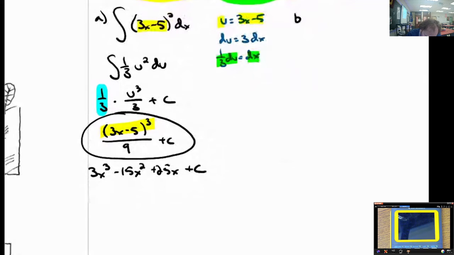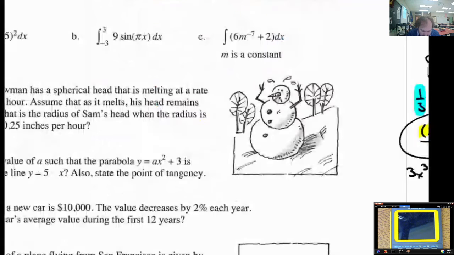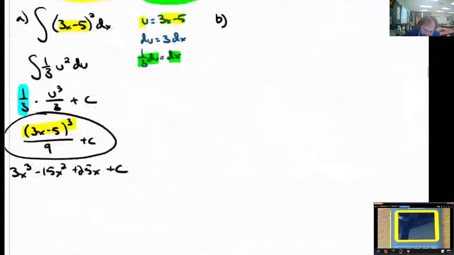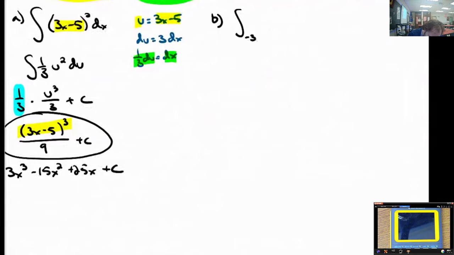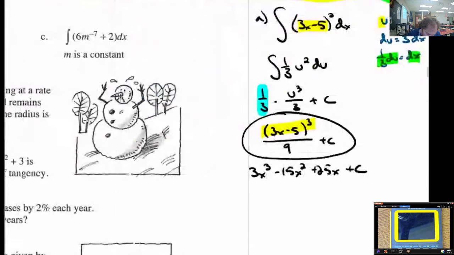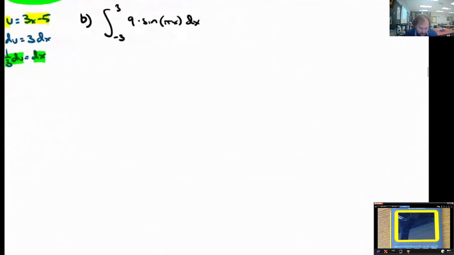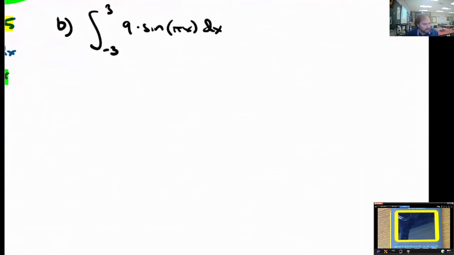Question B is another one. We got the integral from -3 to 3 of 9 sine of pi x. This one we actually have to evaluate. Did I get that right? Sine of 9 pi x? Or is it 9 sine of pi x? Okay. dx. Again, the first challenge here is to actually take the derivative.